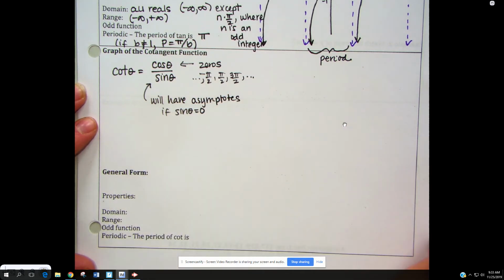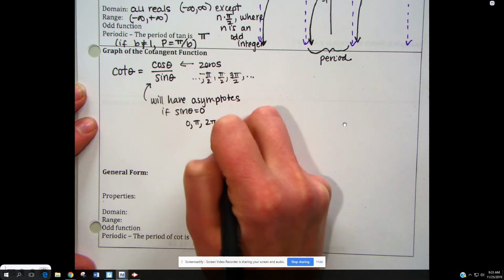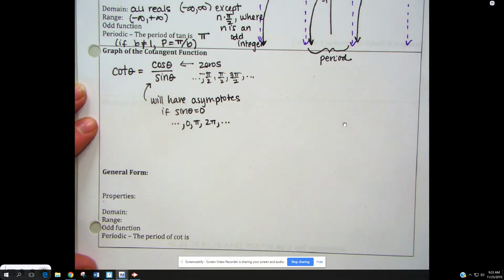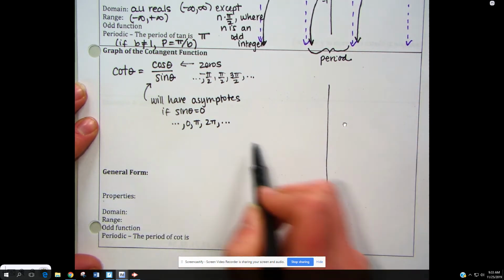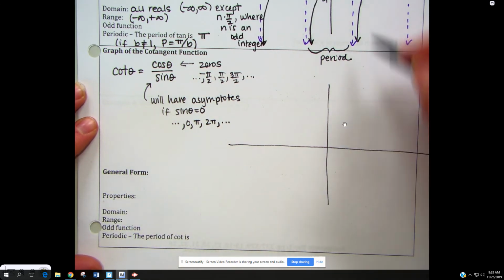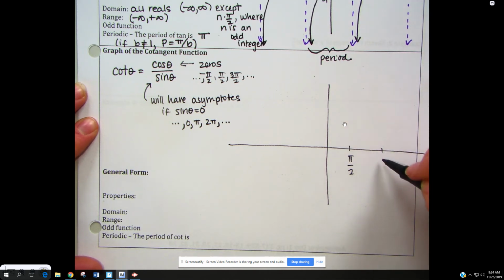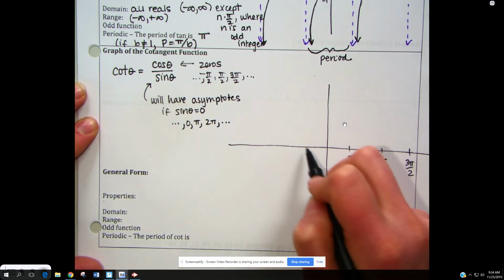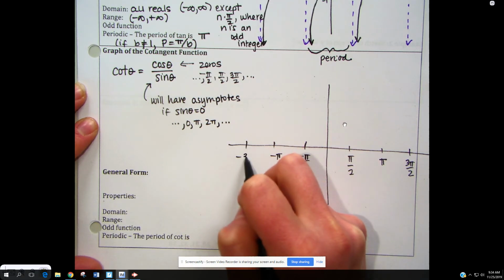And so that's going to happen at 0 and pi and 2 pi and so on in both directions. Let me try to sketch it right in line here, so we can really make a note of this. I plotted my pi over 2, I plotted my pi, I plotted 3 pi over 2, negative pi over 2, negative pi, negative 3 pi over 2.